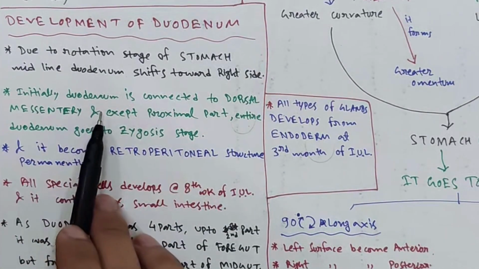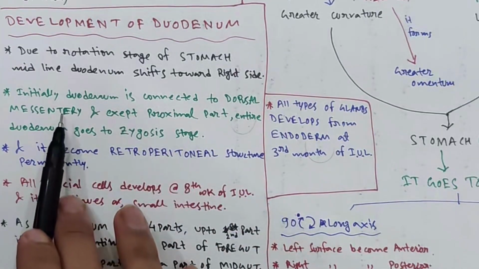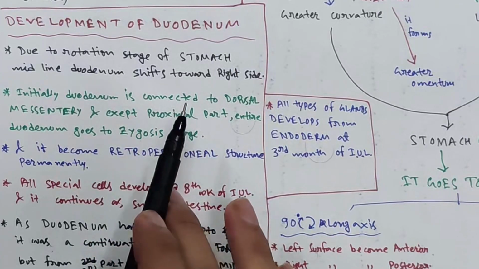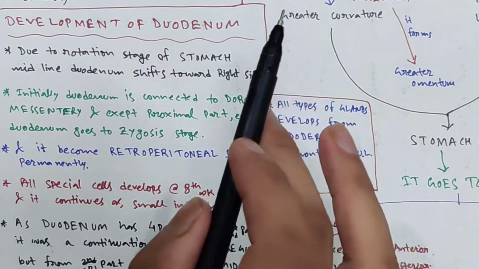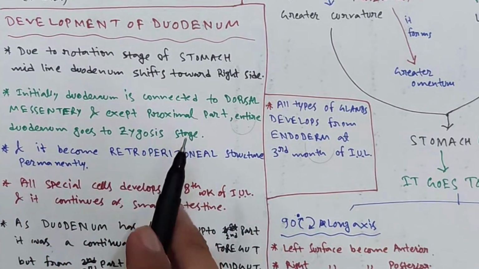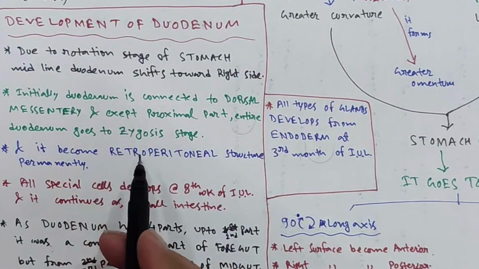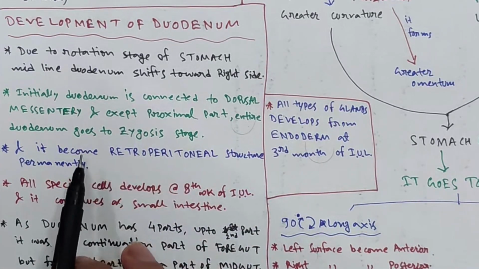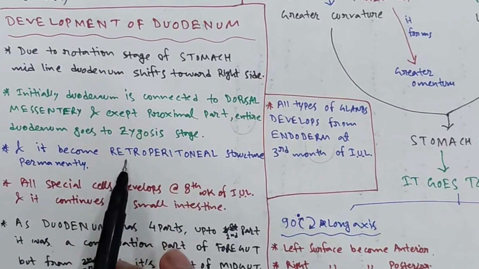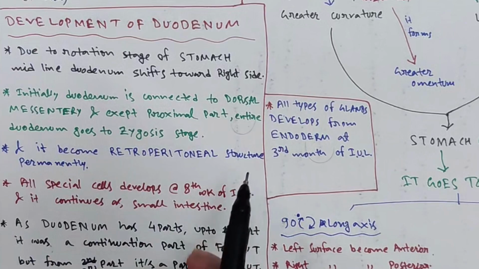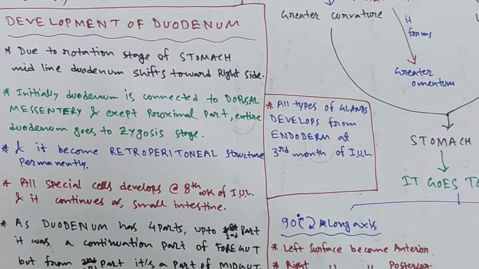Now, initially the duodenum is connected with the dorsal mesentery except the proximal part, because the proximal part is a part of the foregut and it is the continuation of the stomach. Now, the entire duodenum goes to the zygosis stage. What is the zygosis stage? We'll talk about it later in the physiology chapter, not here. Due to this stage, the duodenum becomes a permanently retroperitoneal structure. It means this duodenum presents behind the peritoneum. What is peritoneum? I talked about it in my earlier videos, you can check those.